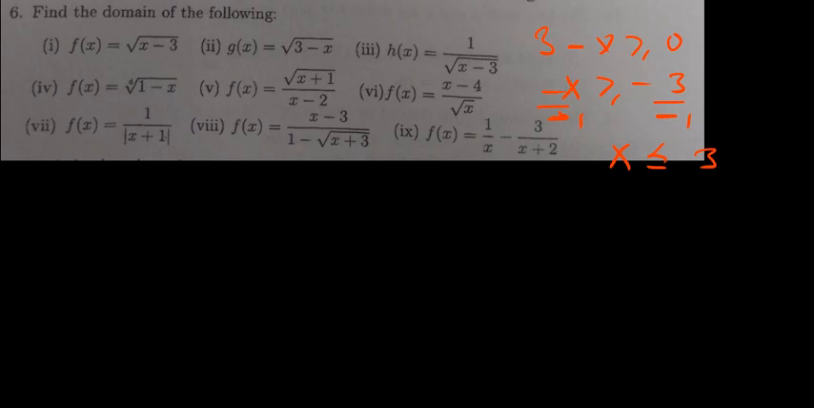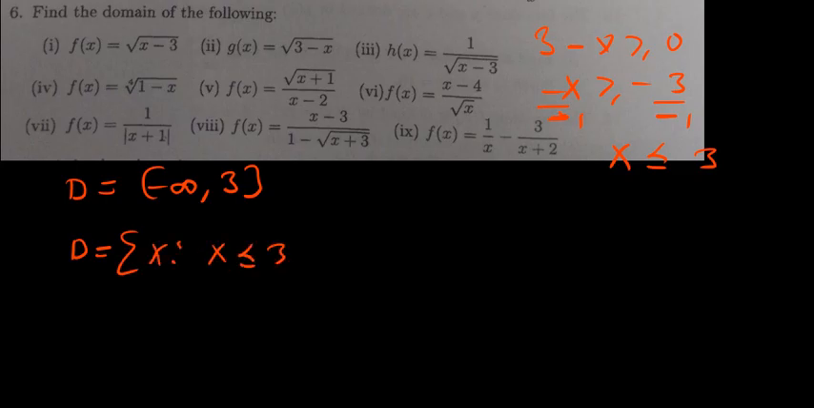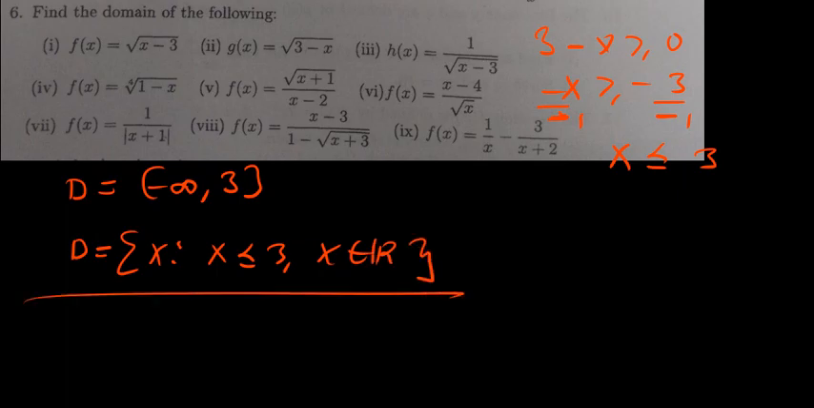What does it tell us? The domain is starting from negative infinity all the way to 3, but 3 is included. Or you can say the domain is x such that x is less than or equal to 3, but x should be a member of all real numbers. So that's how we write the domain. We are interested in the values of x that can make the function defined.